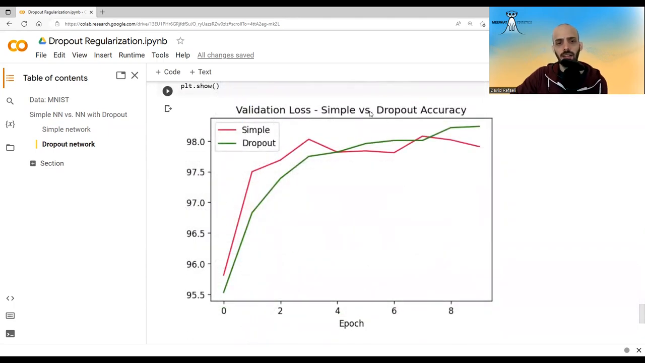And finally, if I plot only the validation loss of the simple and the dropout networks, we can see that the dropout overall seems to be better than the simple, and that the dropout also seems to improve more, while the simple network without the dropout seems to deteriorate. So it seems that overall, even for this simple network, dropout already improved the performance on this classification problem.